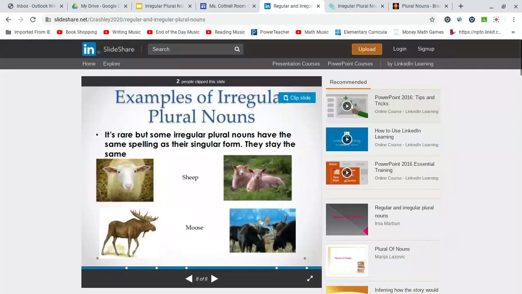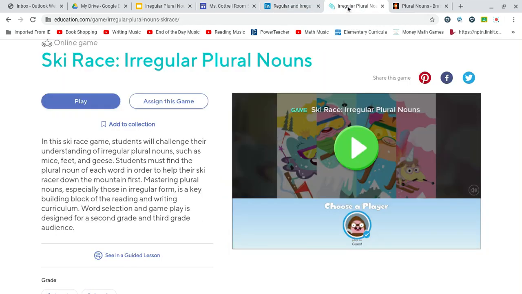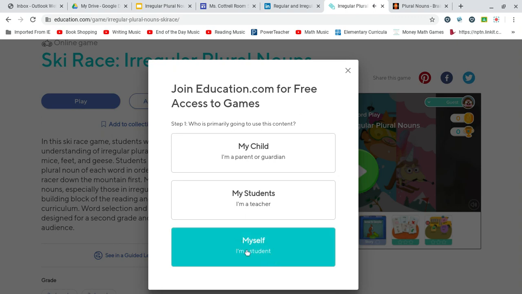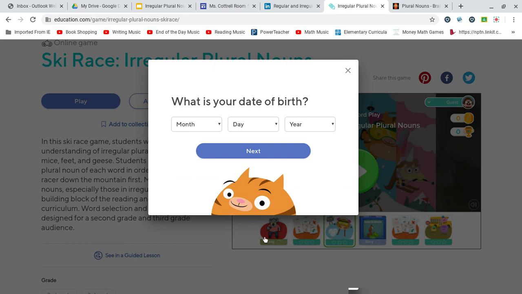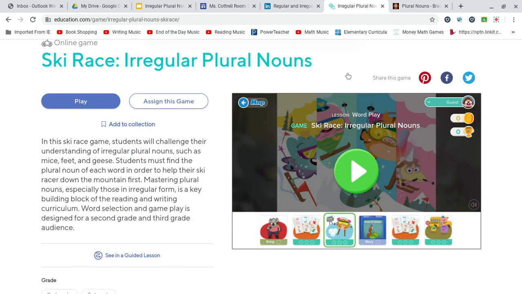All right, so what I have for us for today is a couple different things. I have a game here for us to play, which I'm also going to put a link for on the webpage. It's an irregular noun race, right? You're going to go ahead to this little box here, and you're going to click myself. You're going to put in your birthday, and then you're going to go ahead and get to play. You're going to choose a player, and then that player, as they're skiing down the hill, you're going to be given a noun, and you have to pick the correct plural noun for that noun.